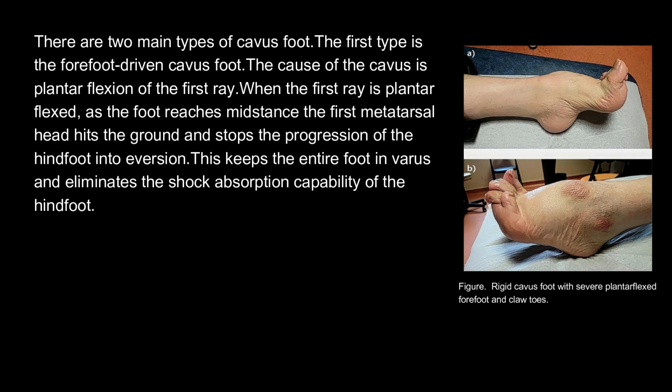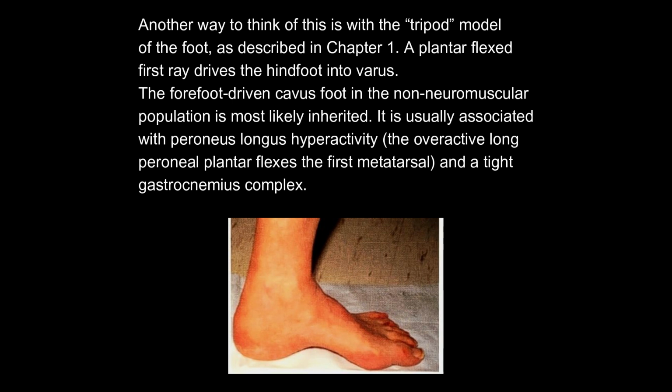Figure: rigid cavus foot with severe plantar flexed forefoot and claw toes. Another way to think of this is with the tripod model of the foot, as described in Chapter 1. A plantar flexed first ray drives the hindfoot into varus. The forefoot-driven cavus foot in the non-neuromuscular population is most likely inherited. It is usually associated with peroneus longus hyperactivity. The overactive long peroneal plantar flexes the first metatarsal, and there is a tight gastrocnemius complex.